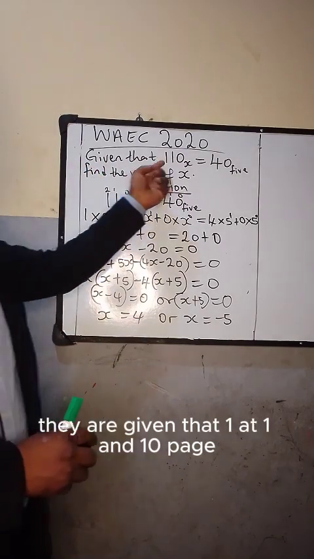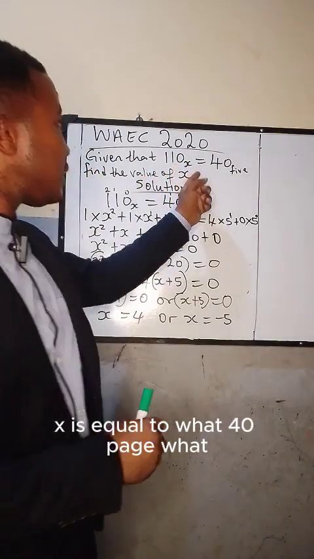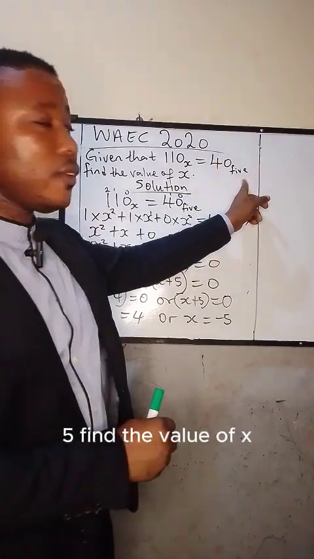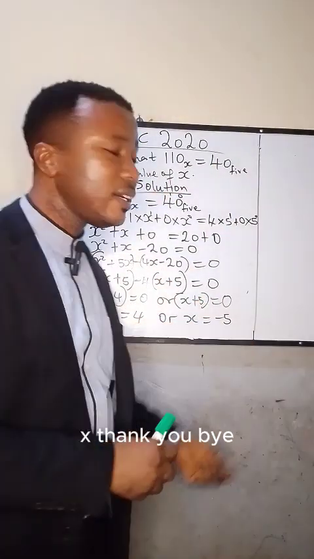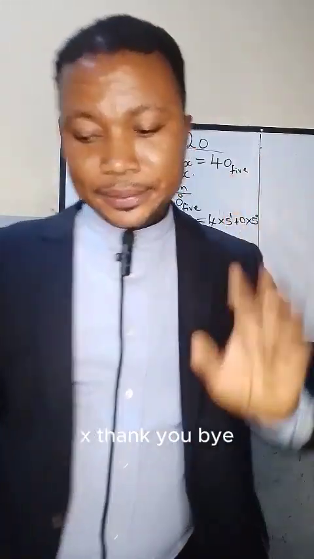Given that 110 base x is equal to 40 base 5, find the value of x. You can see we are getting the value of x.